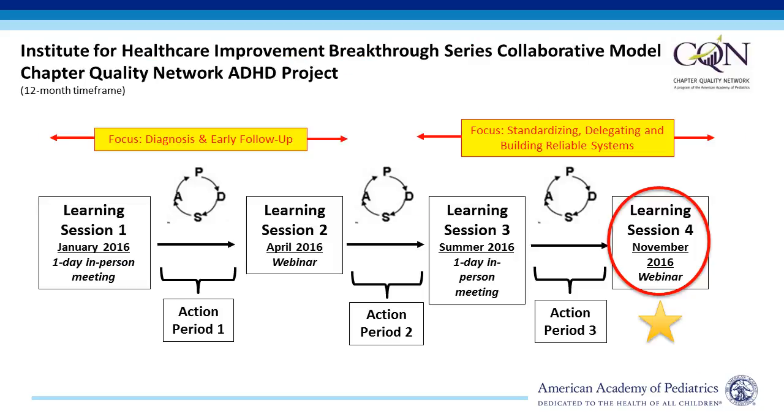This is a diagram that you should be familiar with, and of course where we are today is Learning Session 4. The end of our formal journey in terms of our formal learning network, although we are confident that you all will continue to focus on standardizing, delegating, and building reliable systems. And in fact, in many of the chapters, there's the intent of continuing over the next few months.